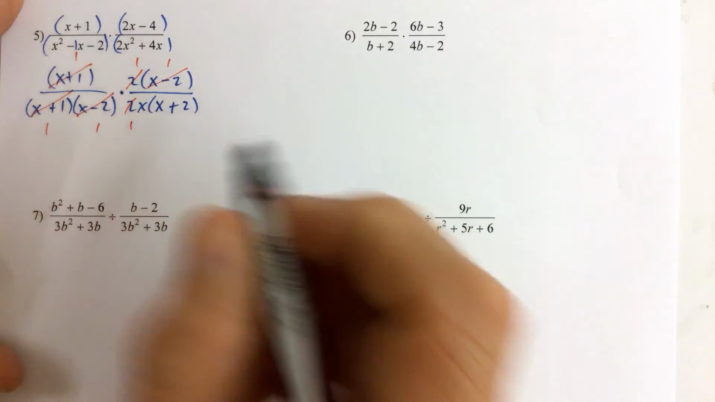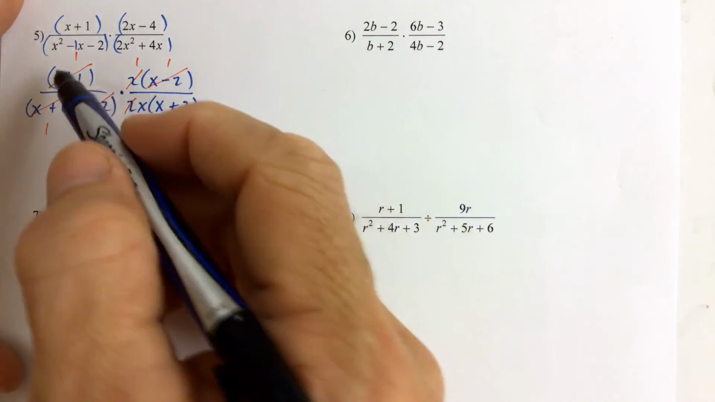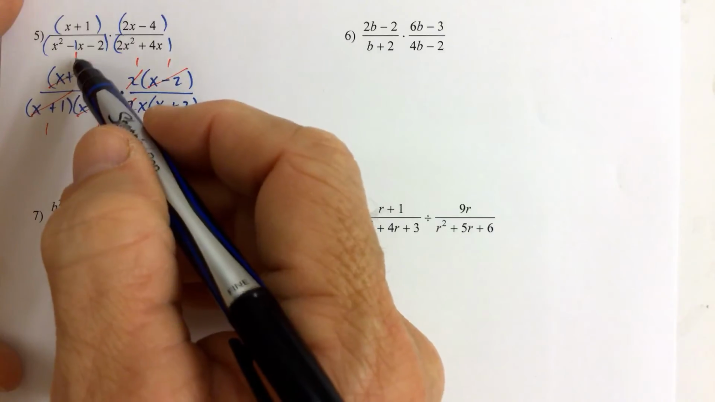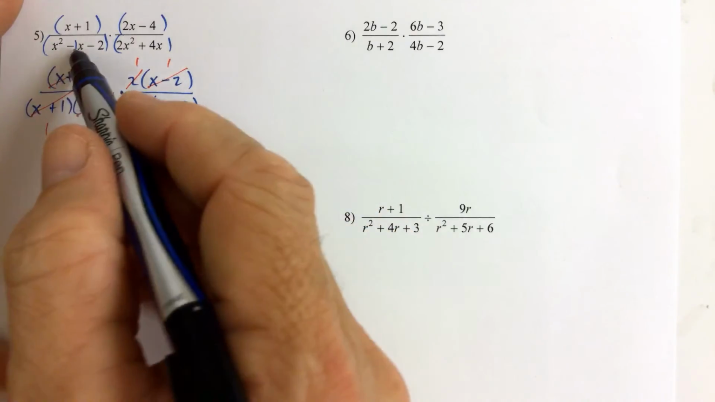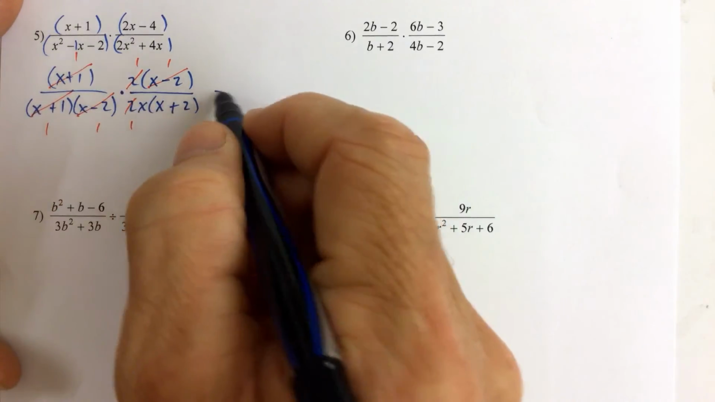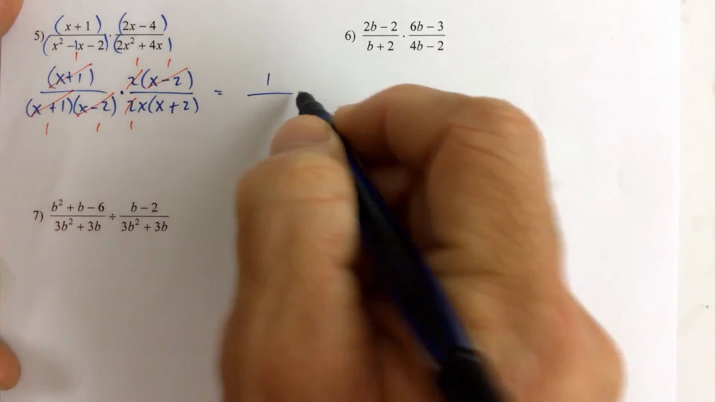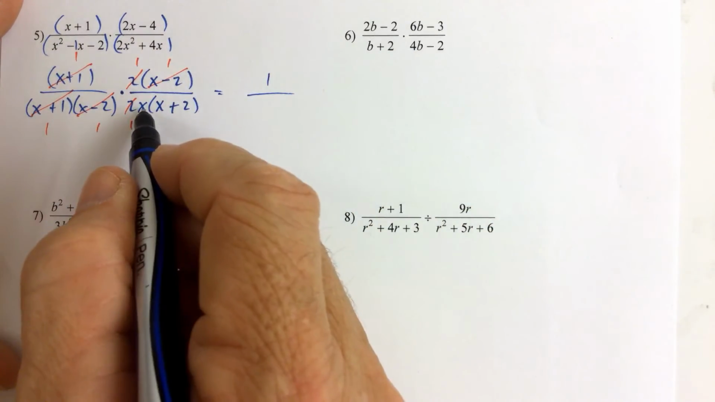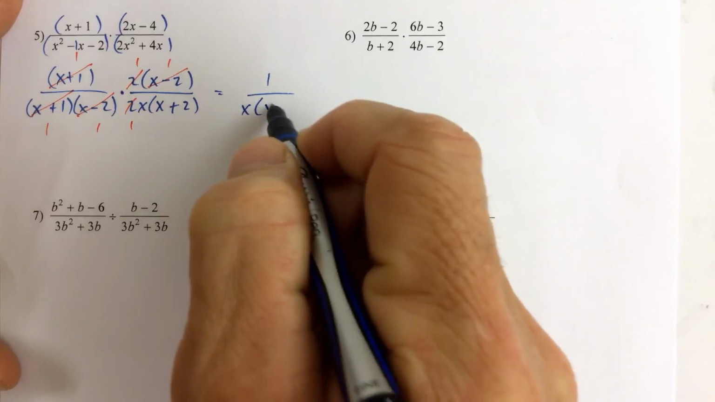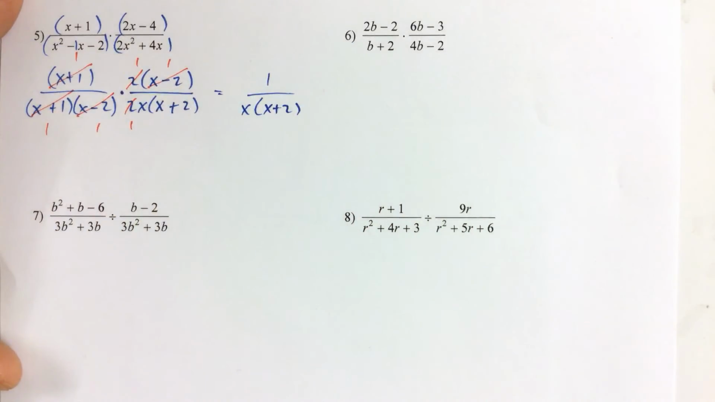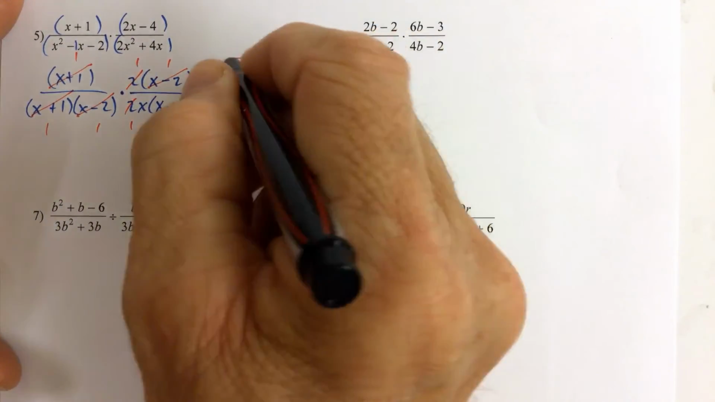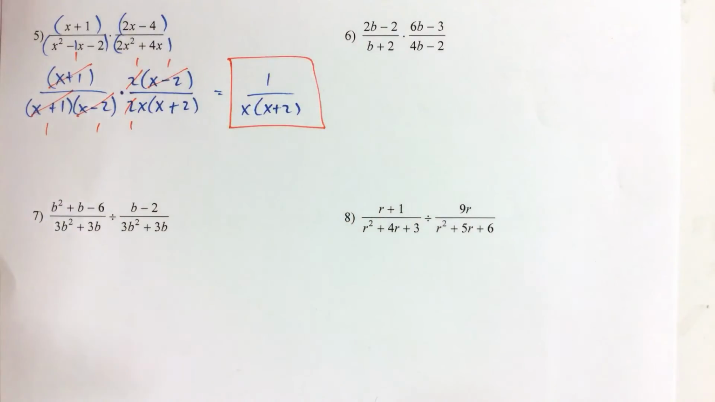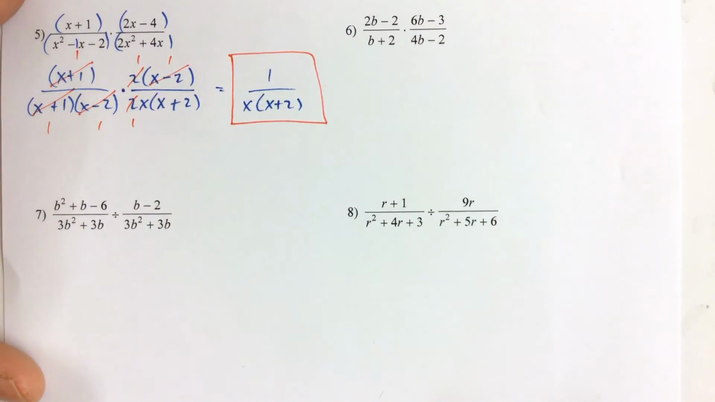Again, we replace any canceled factors that are the same top and bottom with a 1. And so up on top, we have 1 times 1 times 1. And then down on the bottom, we have x times x plus 2. If you want to multiply that out, that's fine. There's no need to, because since it's already factored, the work has already been done. All right, so that's how to do number 5.